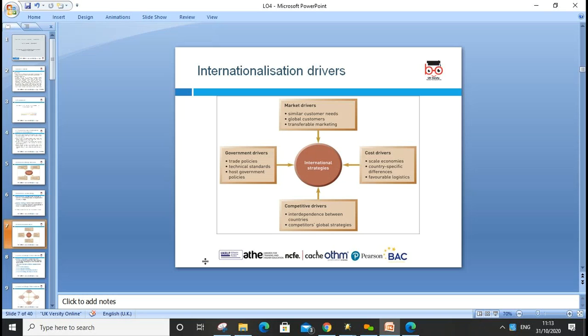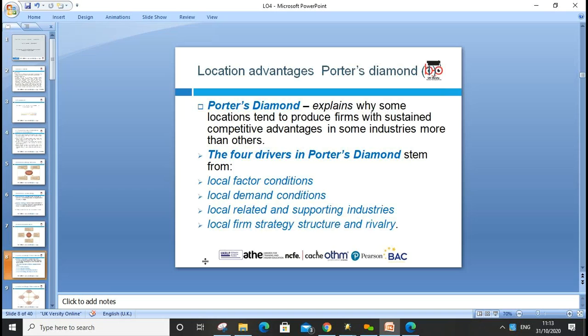Maybe the transportation and various other costs, if you look. But cost drivers in other parts of the world, such as the Indian market and China, can be economies of scale. Competitive drivers: we can look at the interdependencies between countries and global competitors. We can look at the European Union, the UK and trading partners. Yes, we have competitive drivers between countries as well, so we need to look at those drivers.